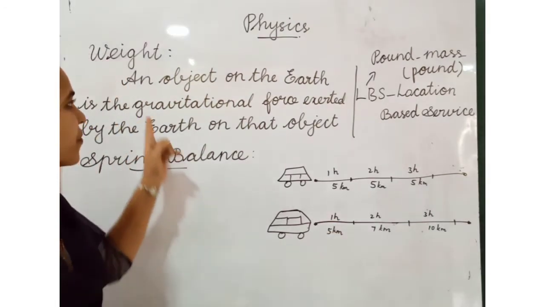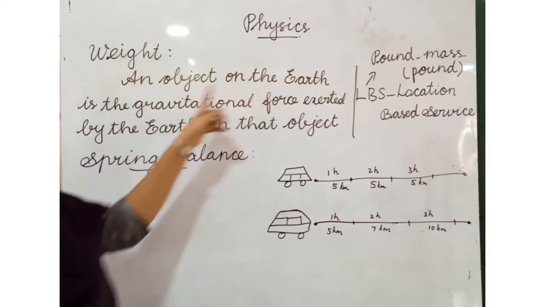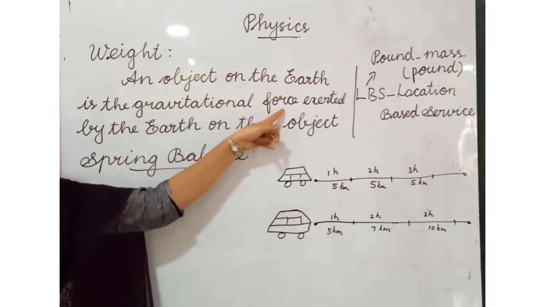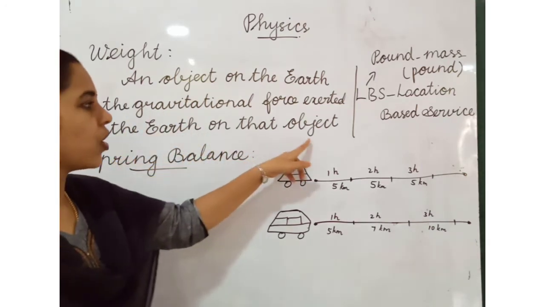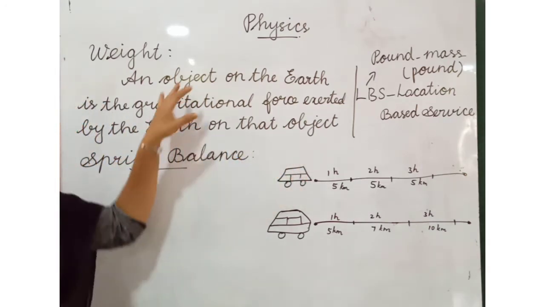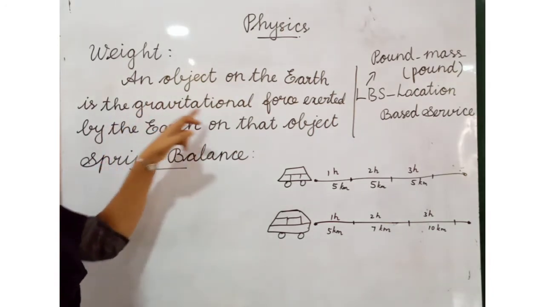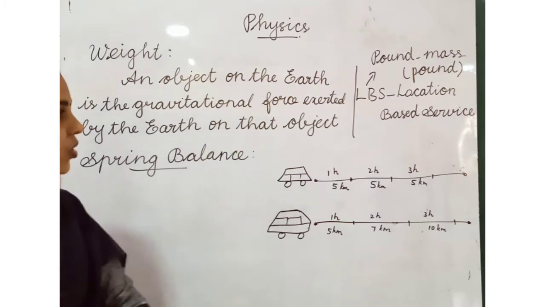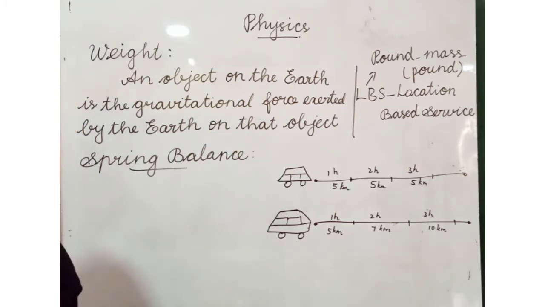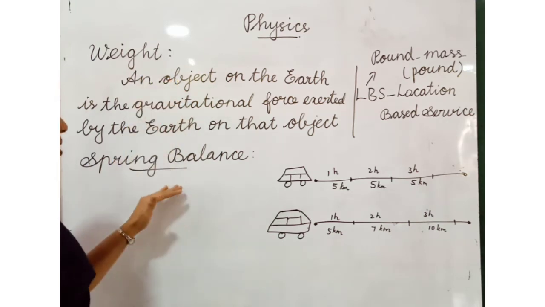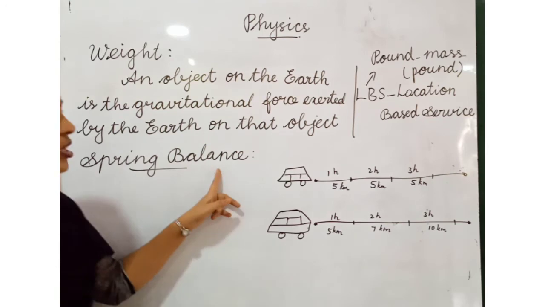Next one is weight. Do you know? The weight of an object on the earth is the gravitational force exerted by the earth on that object. Listen here, the object is on the earth because of the gravitational force. That force on the object we have to measure, and that is called weight. For example, when we use the spring balance, we can measure the weight.